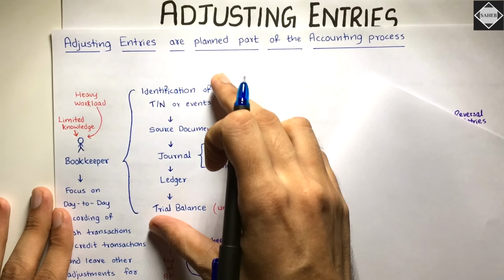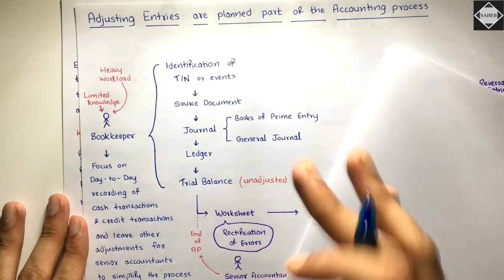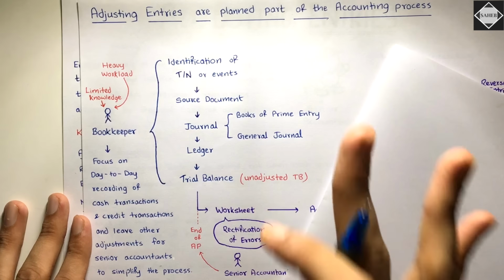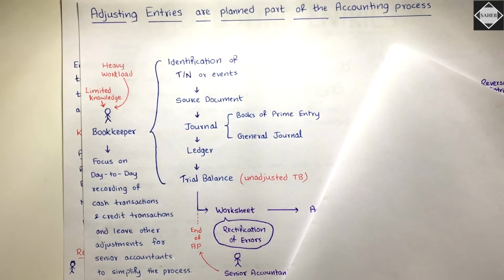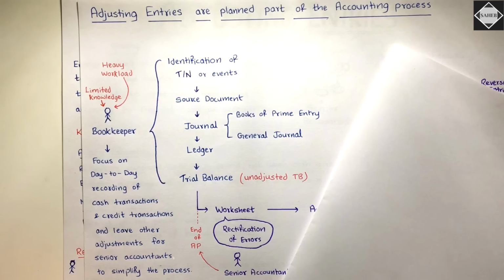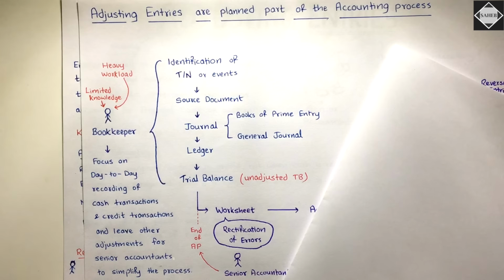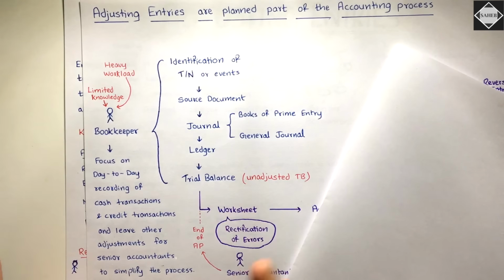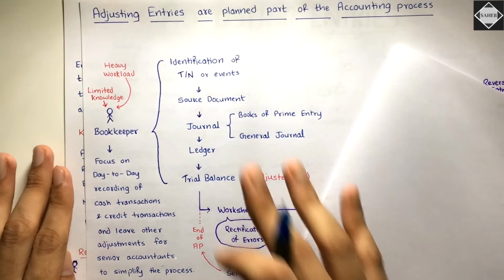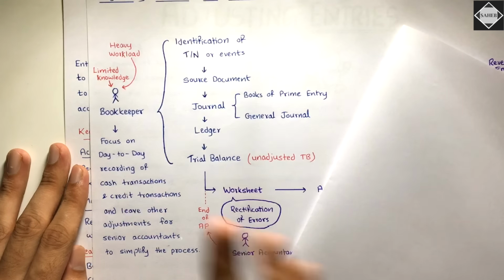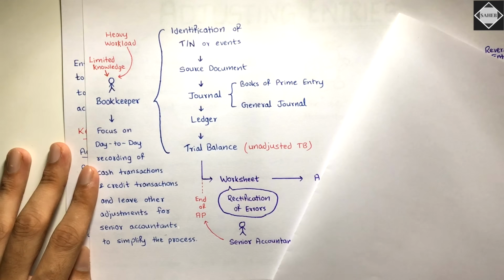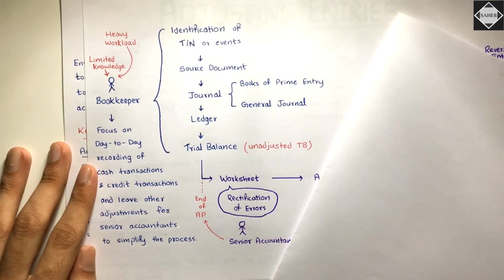The bookkeeper will do till here, right? And the senior accountants or the chief accountant will tell the bookkeepers: your main job is just recording the transactions. You have limited knowledge already, you don't have considerable experience, and there is a heavy workload, so many transactions to record in a single day. So just focus on basic, simple, routine transactions. Whatever you don't understand or whatever is difficult, don't do that, right? Focus on day-to-day recording of cash transactions and credit transactions, the routine ones, and leave other adjustments and any complex thing for senior people to handle, to simplify the accounting process.